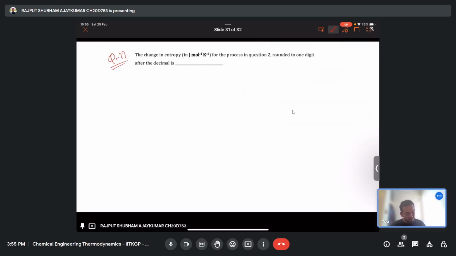Okay, so this is the last question for today. We have been given the change in the entropy in joule per mole Kelvin for the process in question 2, rounded up to one digit after the decimal point. So the same question, we have to solve for the change in the entropy.